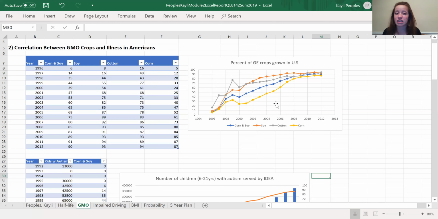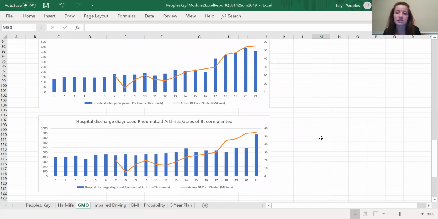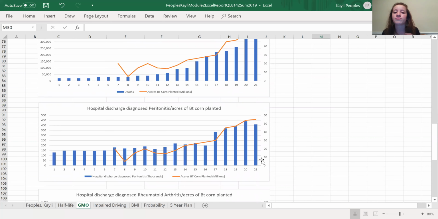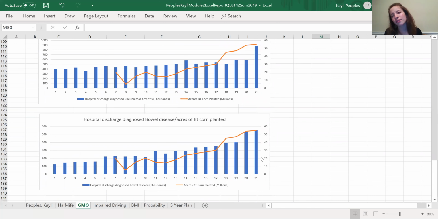But I would say that the correlation of the GMO crops and illnesses in America is concerning. It is less concerning to me with the rheumatoid arthritis, because it kind of maybe correlates, but not really. Like, I don't think you're gonna get arthritis because you ate some GMO corn. But the other ones do kind of correlate a little more. None of them are direct correlations, like exactly. So I don't necessarily think that they're causing it.